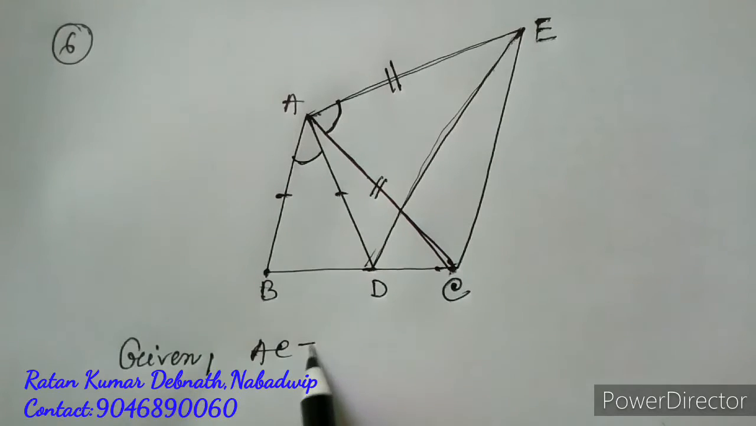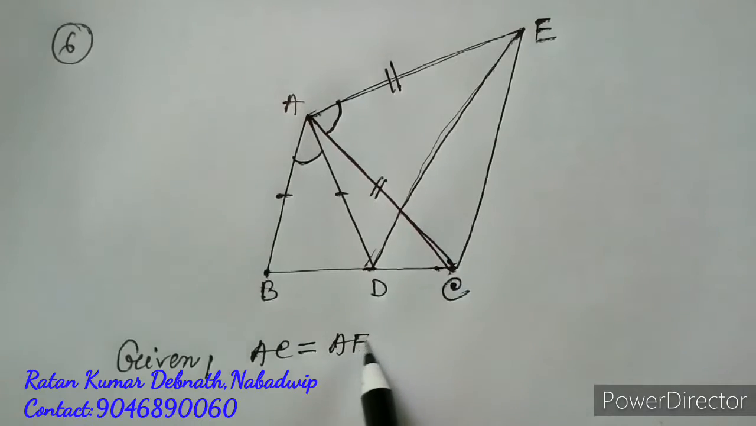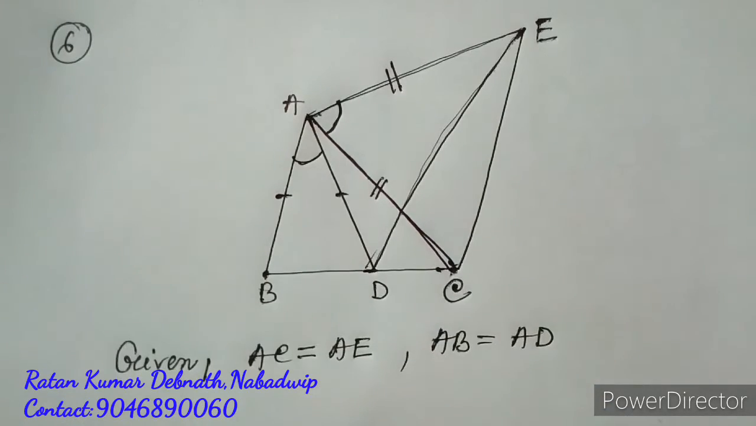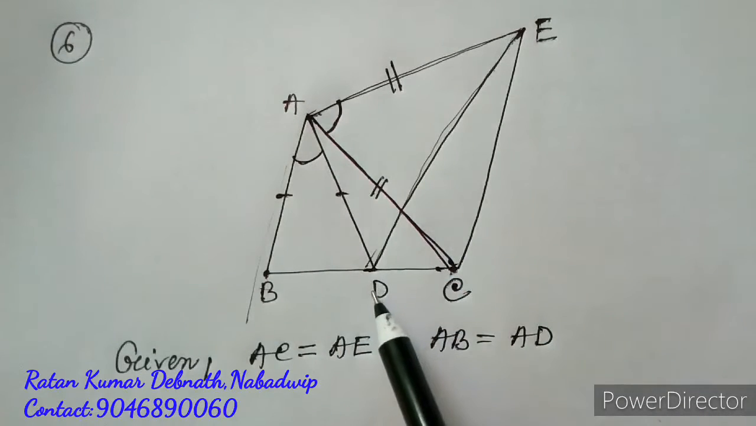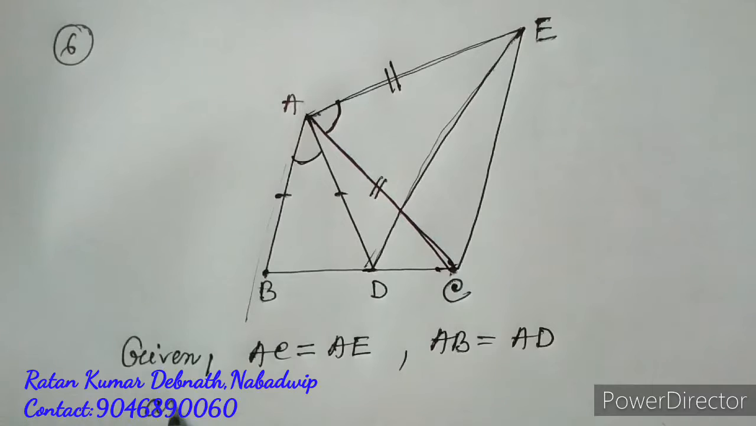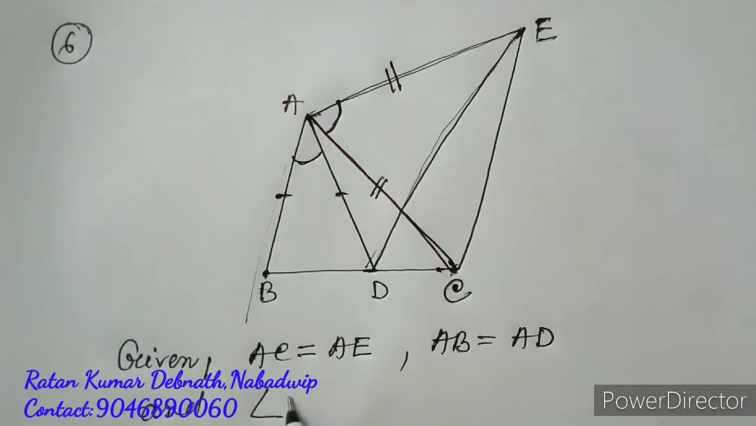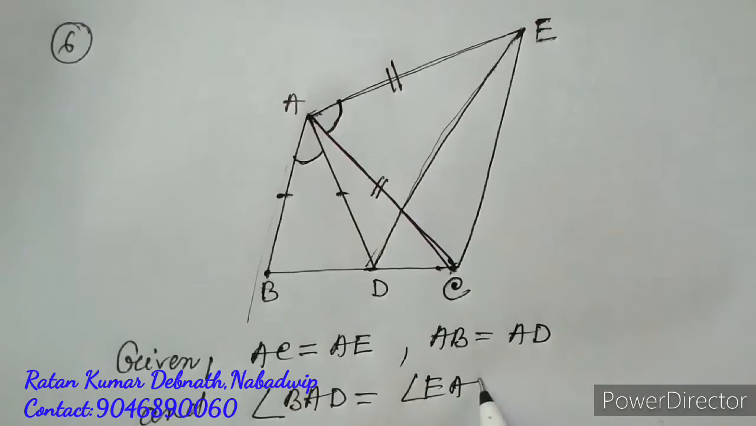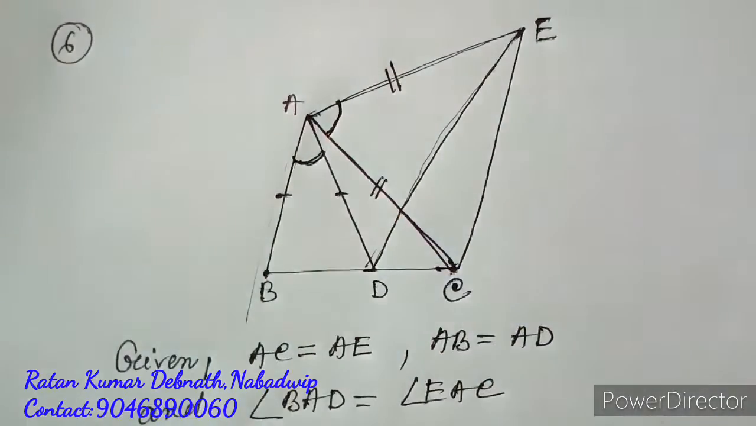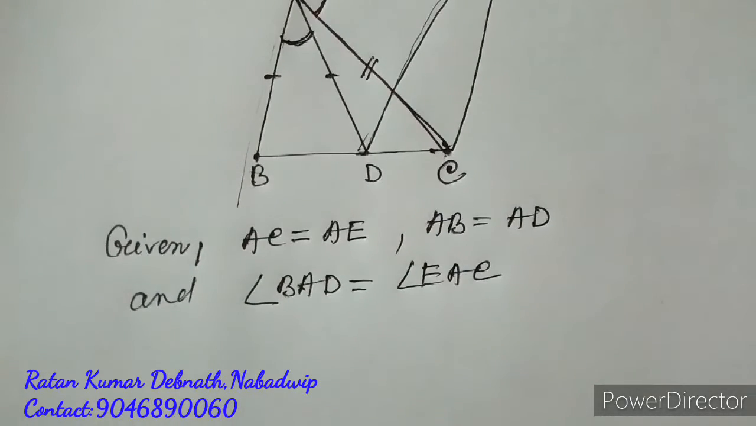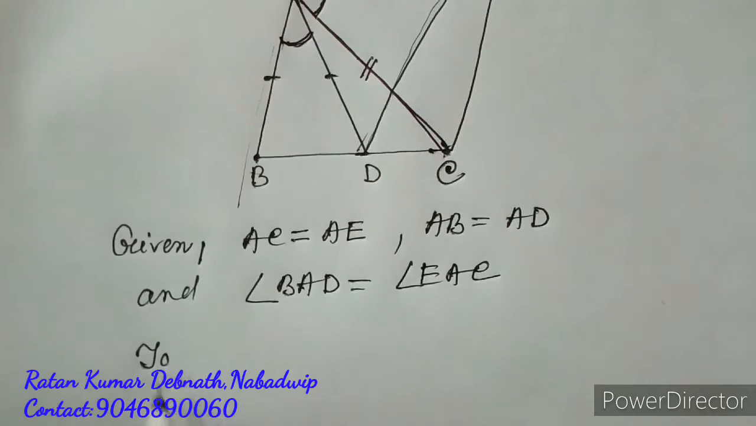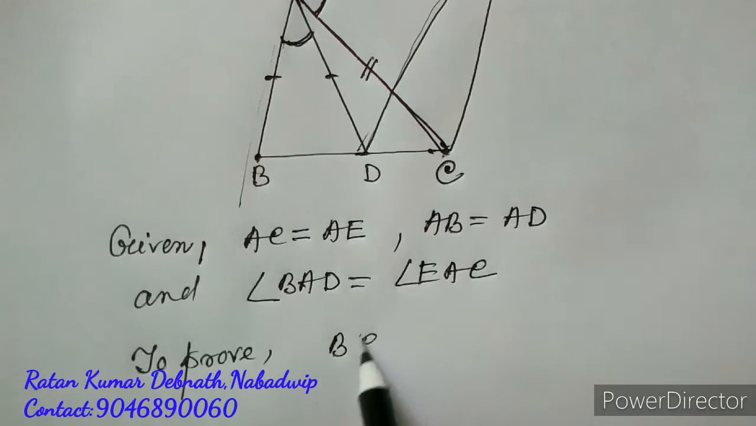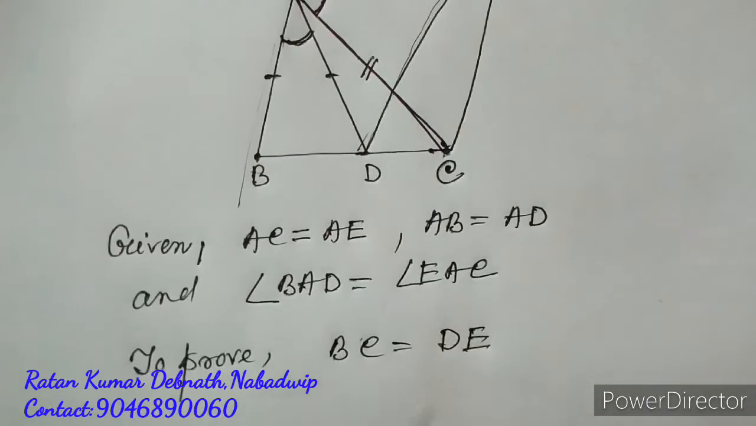Given: AC equal to AE and AB equal to AD, means this line equal to this line, and also given angle BAD equal to angle EAC, that means this angle equal to this angle. To prove: BC equal to DE. Proof.